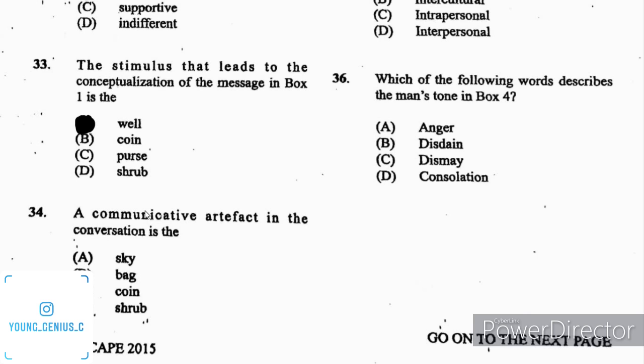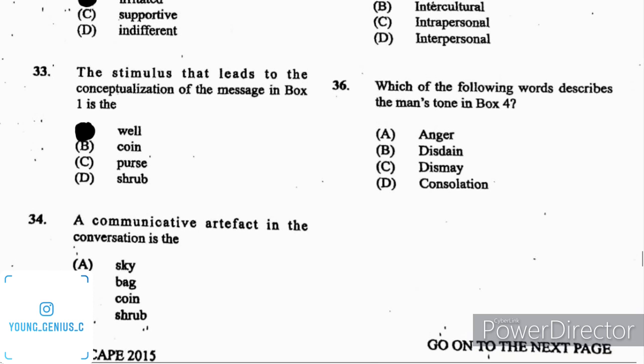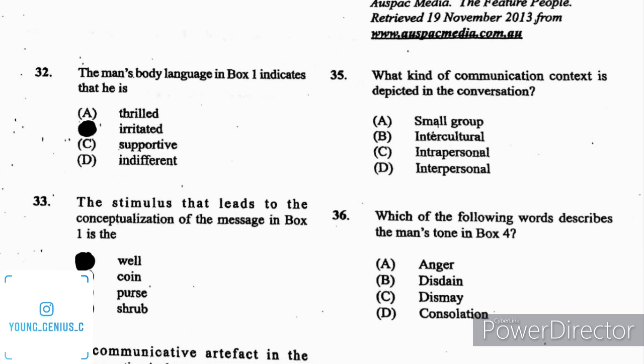Artifacts are physical objects such as clothing, homes, and cars that indicate to others a person's personal and social belief and habits. So I would say the coin, because the sky, the bag, the shrub has nothing to do with the woman's intent to make a wish at the well. So, the coin. And I'm sticking with that.